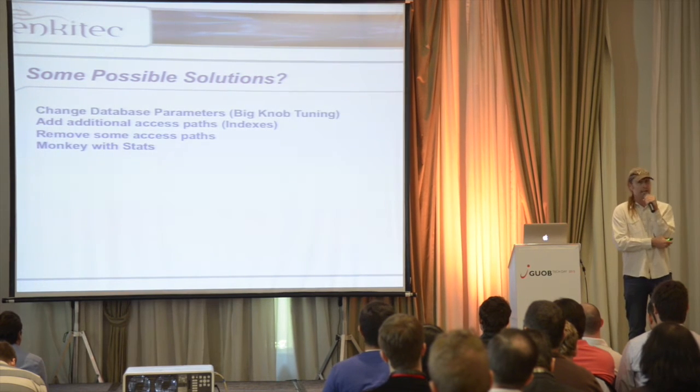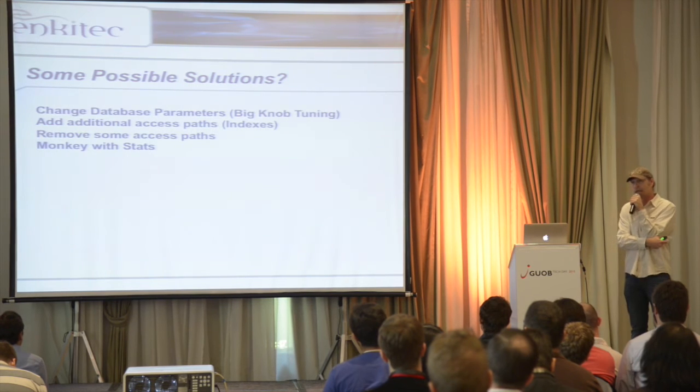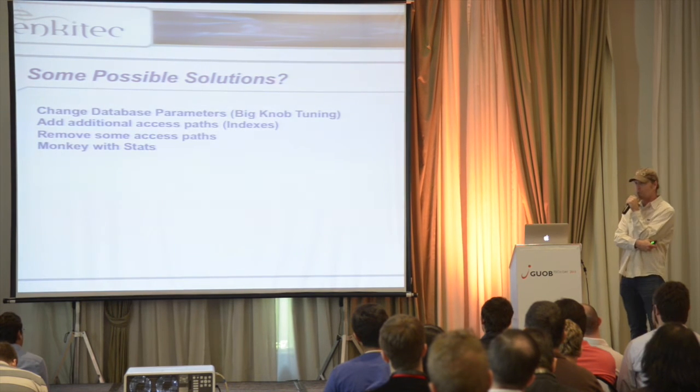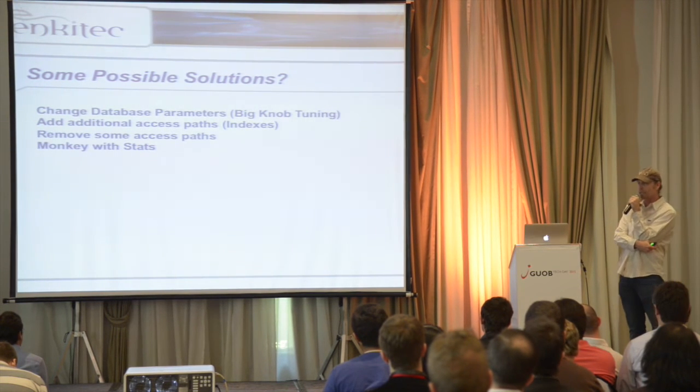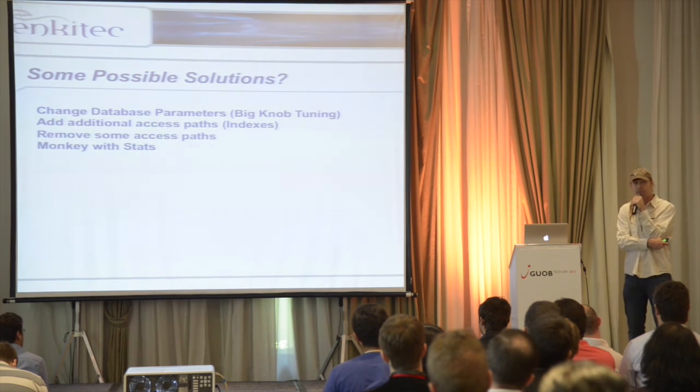I can monkey with the stats. So if I'm not getting the plans I want, maybe the stats are not accurate enough. I can also manually modify the statistics to what I want them to be, to fake Oracle out and make him think something's true even if it's not necessarily true, to get him to pick the plan I want.